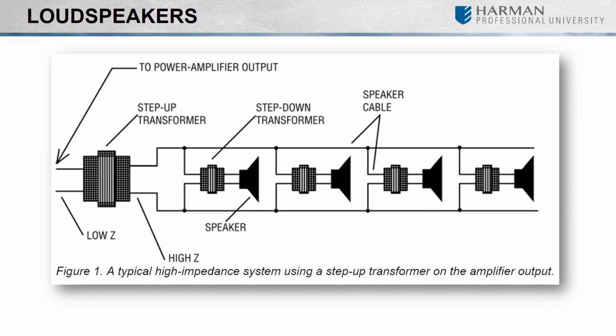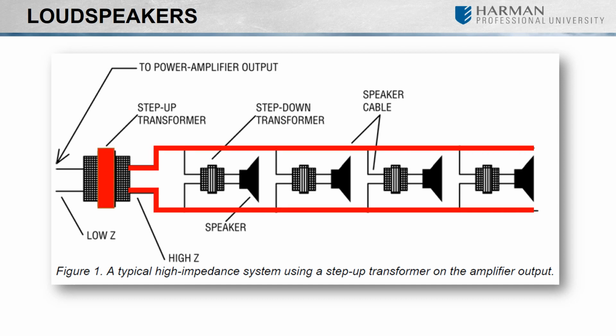So the amplifier using either an internal or external step-up transformer sends high voltage, low current signal through the speaker cable to the speakers. Each speaker using a step-down transformer transforms the signal to a lower voltage and higher current that the speaker needs. Again, but more simply, transformers are used to change the voltage and current while the power from the amp remains the same. This allows for a lot of loudspeakers to be connected to a single amp channel in parallel.